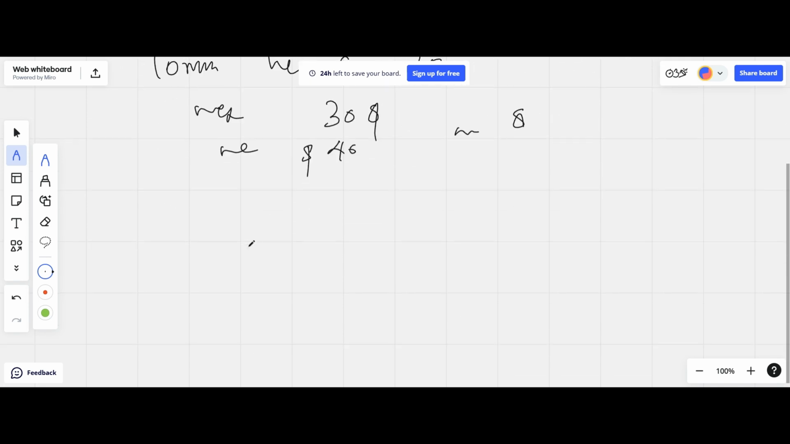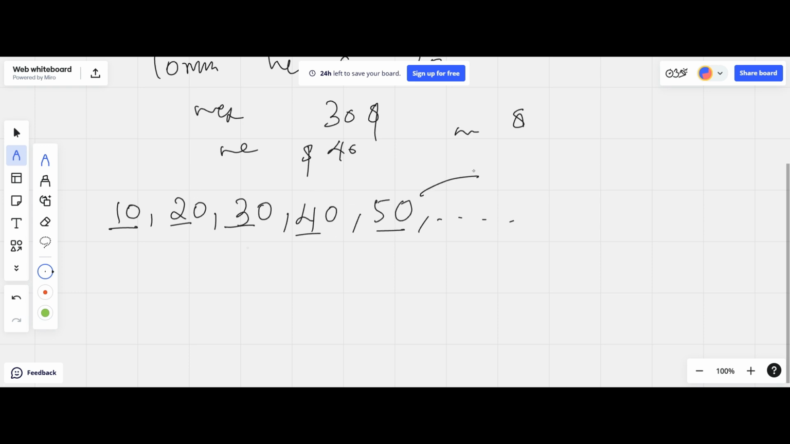So we can write this as a sequence. First day he gave $10. Second day he gave $20. Third day he gave $30. Fourth day he gave $40. Fifth day he gave $50. So likewise he is giving to you. You see here you wrote the money he gave as a list of numbers. This is called a sequence.